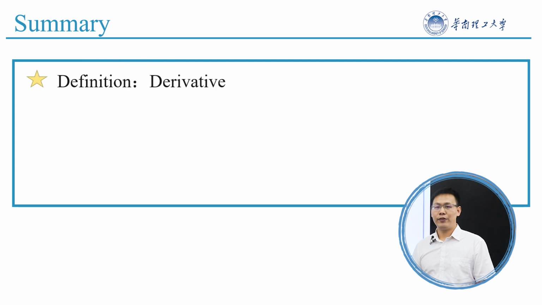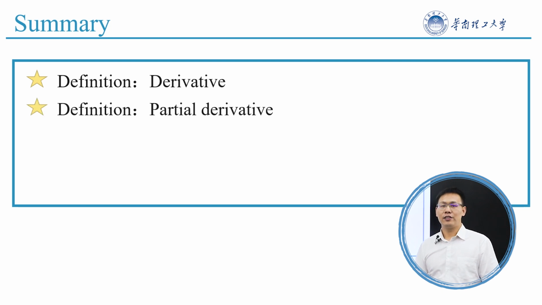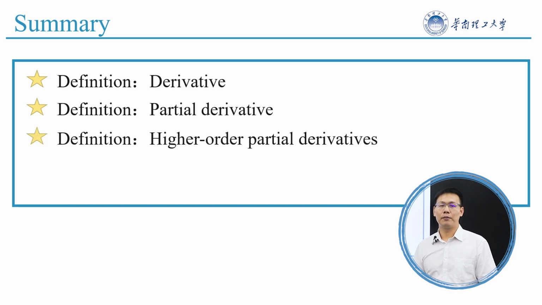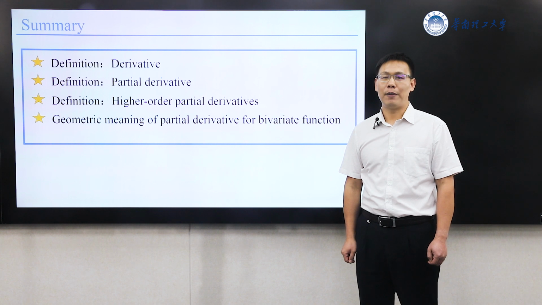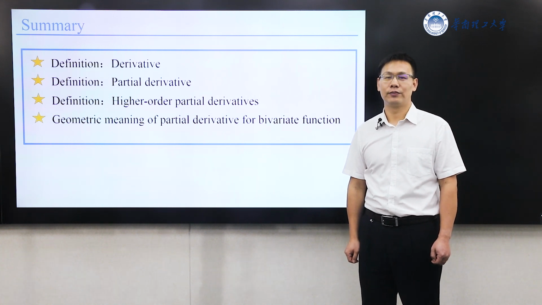Today, we reviewed the definition of derivative for a function of one variable, and then studied the partial derivatives and higher order partial derivatives for multivariate functions. At last, we gave a geometric interpretation of partial derivative for the bivariate function.